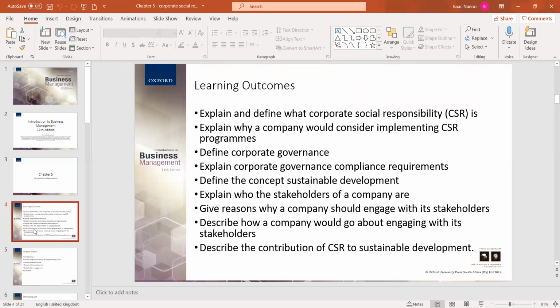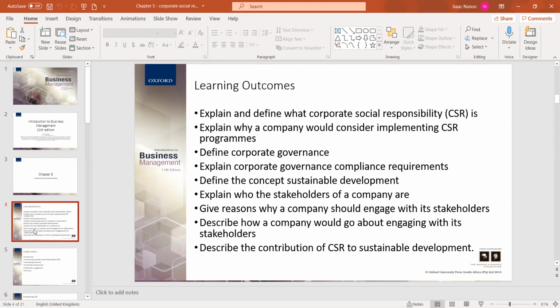You should be able to explain why a company will consider implementing corporate social responsibility programs. You should also be able to define corporate governance and explain corporate governance compliance requirements. You should be able to define the concept of sustainable development. You should also be able to explain the stakeholders of a company and give reasons why companies should engage with the stakeholders. You should also be able to describe how a company would go about engaging with its stakeholders.